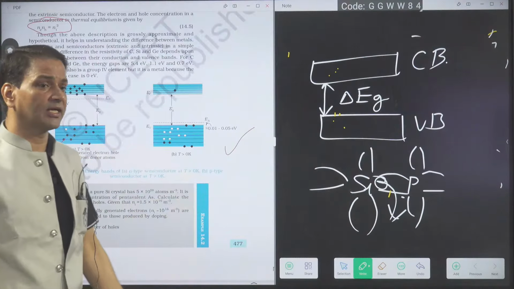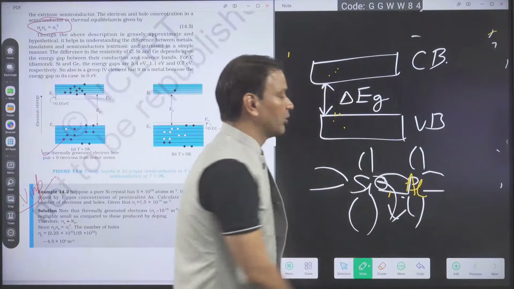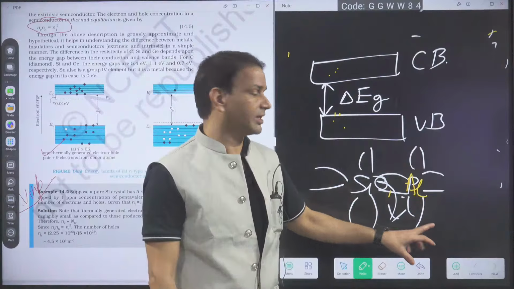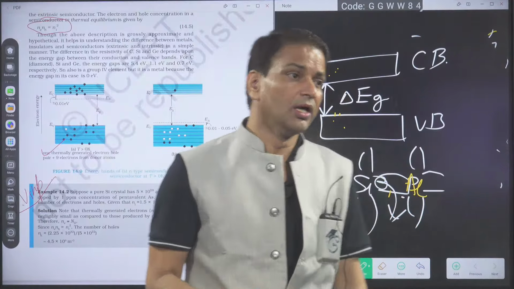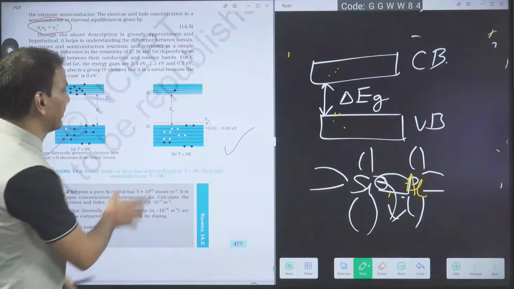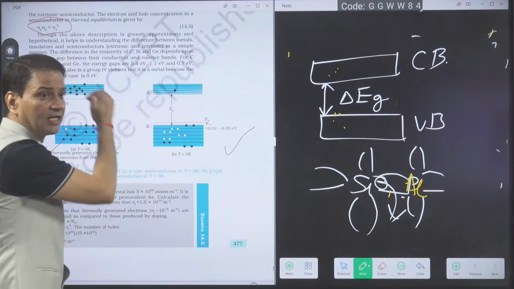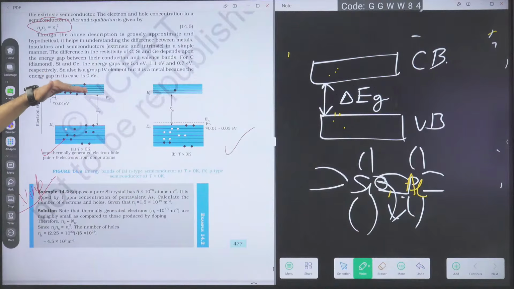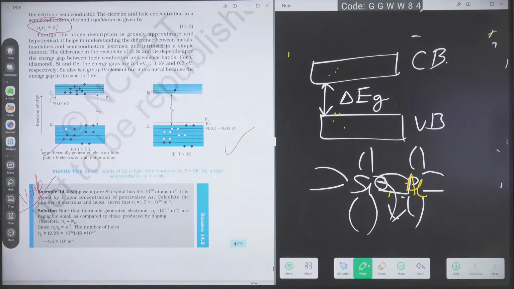And in the p-type semiconductor, they will create holes. If I add aluminum, aluminum has only 3 electrons in the outer shell, so 1 covalent bond will have that deficiency. So it will create a hole, and that will create the acceptor level. A hole means it can receive an electron from the VB. So the acceptor level will be just above the valence band and the donor level will be just below the conduction band. So in the n-type semiconductor we get the donor level, in the p-type semiconductor we get the acceptor level.